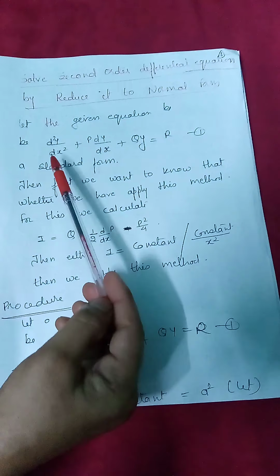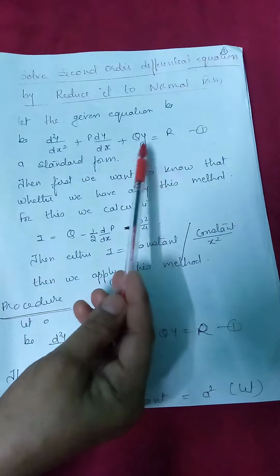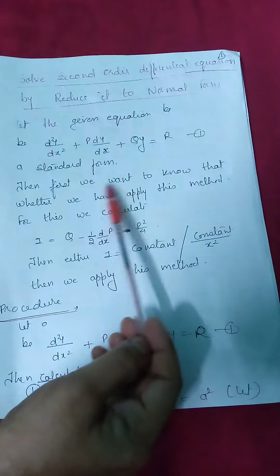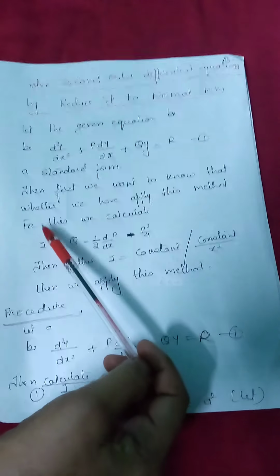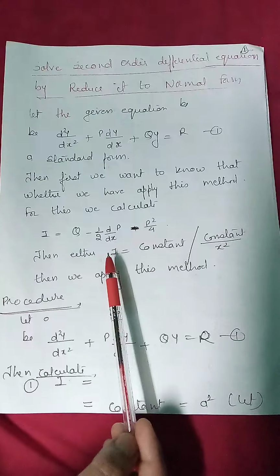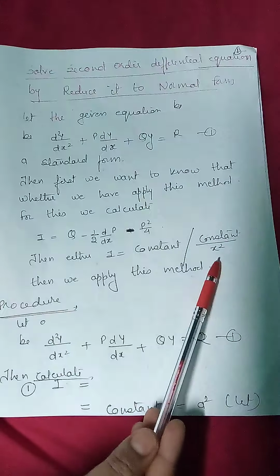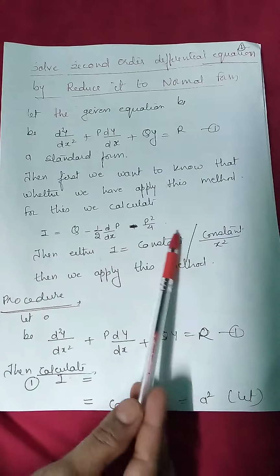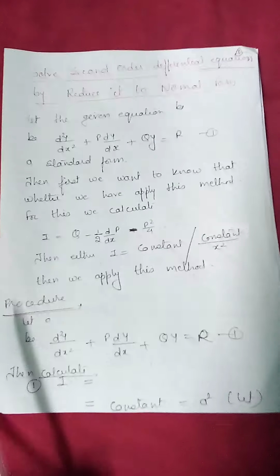Let the given equation be d2y upon dx square plus p dy upon dx plus qy is equal to r, which is a standard form. Then first we want to know whether we can apply this method. For this we calculate I, which is either a constant or constant upon x square. We apply this method. In 90% of cases I comes out constant and in 10% constant upon x square.